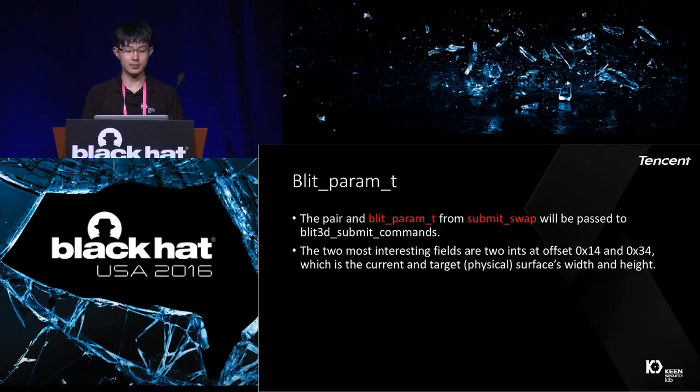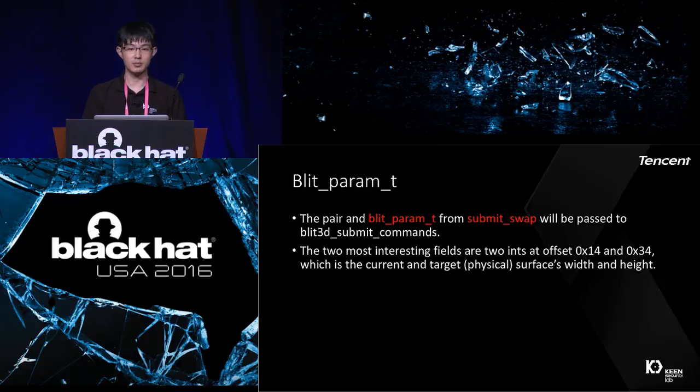An important parameter for the Pleat operation, which is the function Pleat 3D submit commands, is a Pleat param T. The Pleat param T is actually a very big structure. I believe it has hundreds of bytes, and we used reverse engineering to deduce some fields. The most interesting two are the two ints at offset 14 and offset 34, which are the target surface. The target surface is usually the physical surface of the hardware, and the target surface width and height.